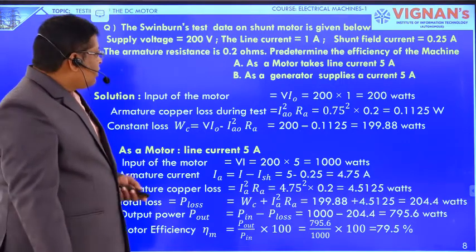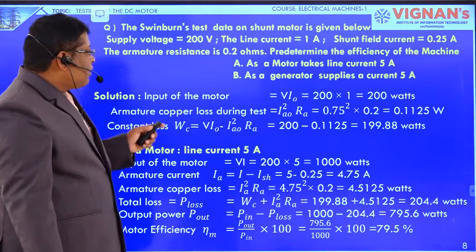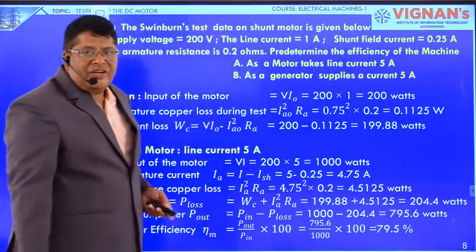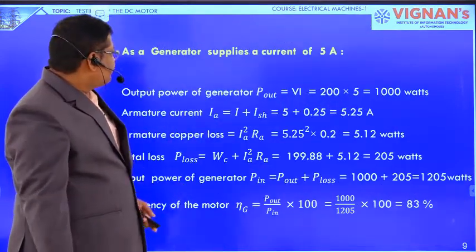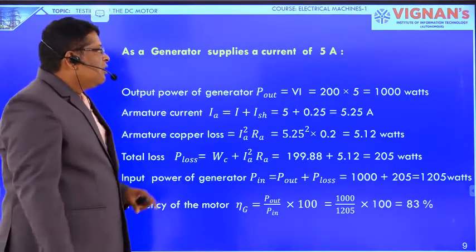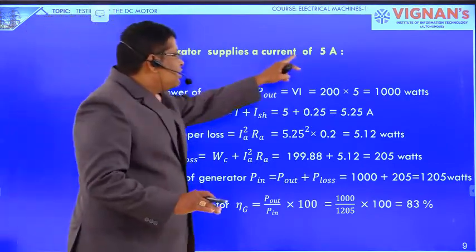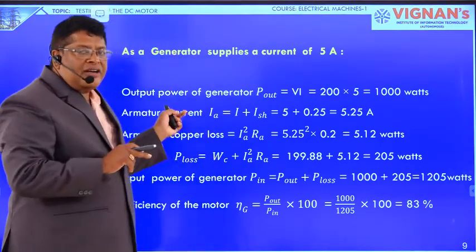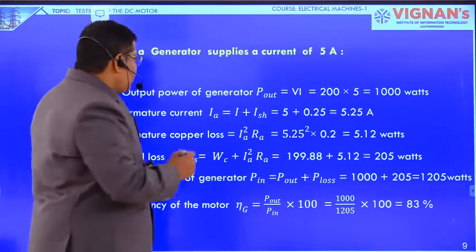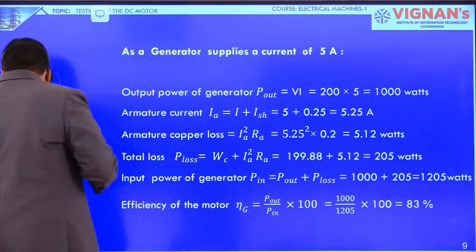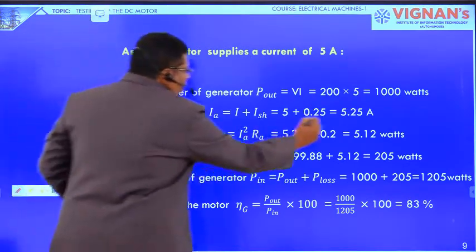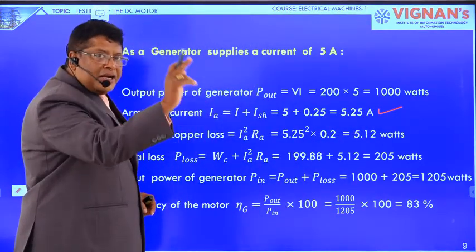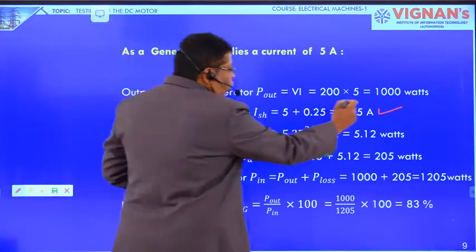Now we are going to calculate the efficiency of a generator when it is taking a current of 5 amperes. As a generator, this is the load current. To the load current, you have to add the shunt field current, so that we are getting the armature current. Next, the load current into voltage is giving the output power.